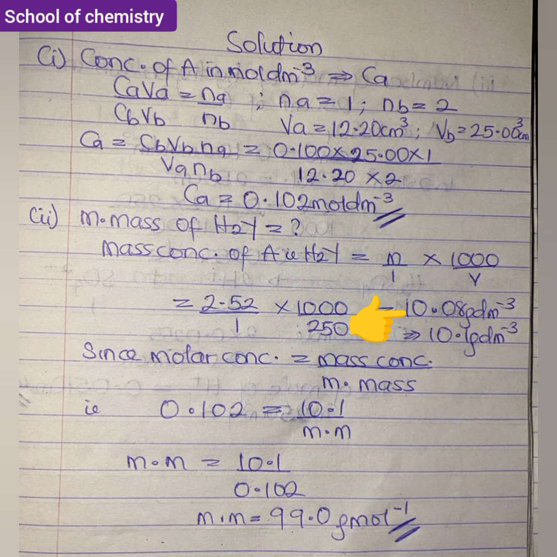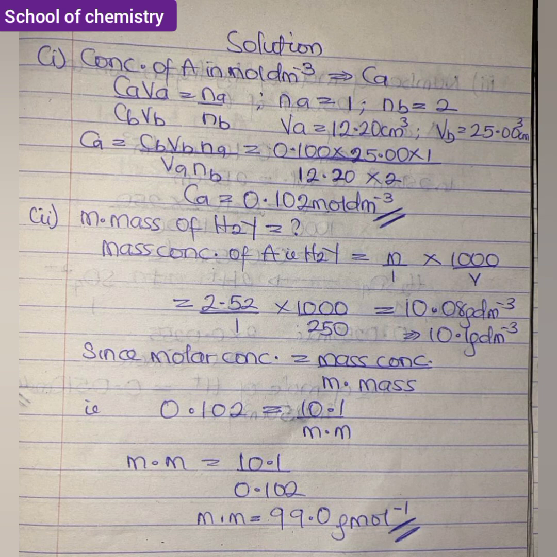But like I said earlier, in WAEC, when they mark most of these things, your answer should be in 3 significant figures. So my 10.08 gram per dm cube will be converted to 10.1 gram per dm cube. Now also, another formula for molar concentration is that molar conc is equal to mass conc over molar mass. Or some people can write it as conc in mole per dm cube is equal to conc in gram per dm cube over molar mass.